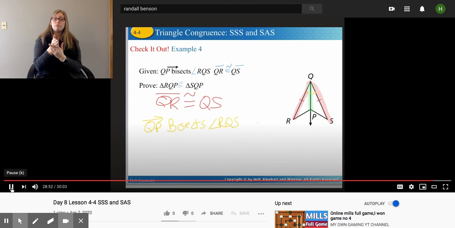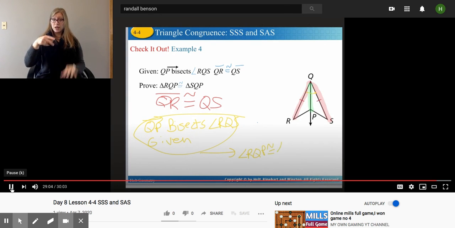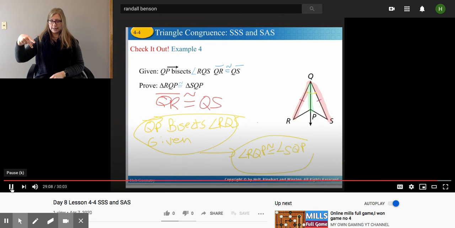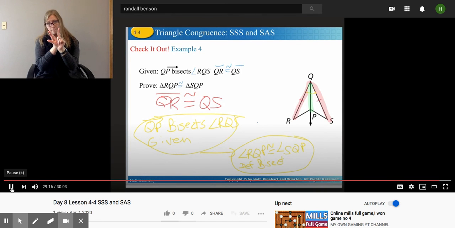So what does that mean? That was given, okay? So then that tells us that angle RQP is congruent to angle SQP. And why is that true? Because it's the definition of bisecting an angle. So definition of bisect. So far we have the one side, we have the included angle.